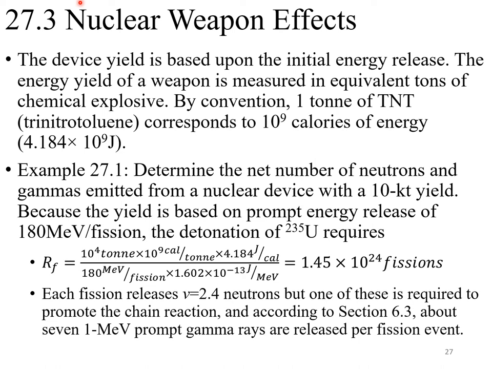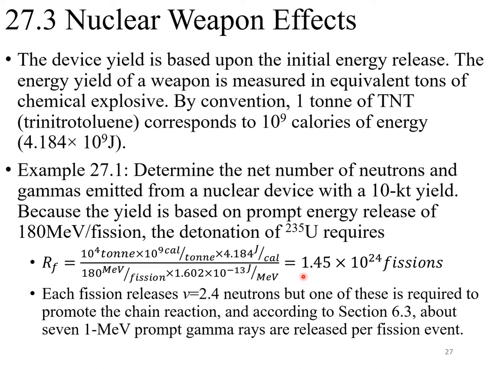Then the detonation of this uranium-235 will require this number of fissions. In the numerator, we have the yield. We convert the yield to joules, so 10 kiloton, that is 10^4 metric tons, times 4.184 × 10^9 joules per 1 ton of TNT. Then we divide by the number of joules released per fission, that is 180 MeV, which we convert to joules, so 180 MeV times 1.6 × 10^-13 joules per MeV. So we have the total energy release over the energy release per fission, and we get the number of fissions needed.